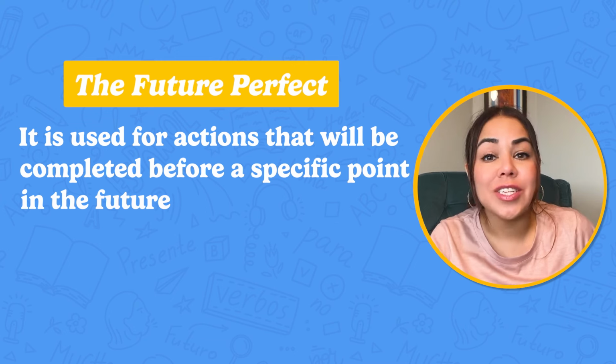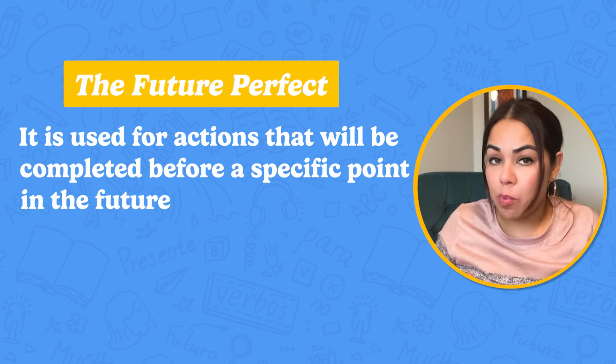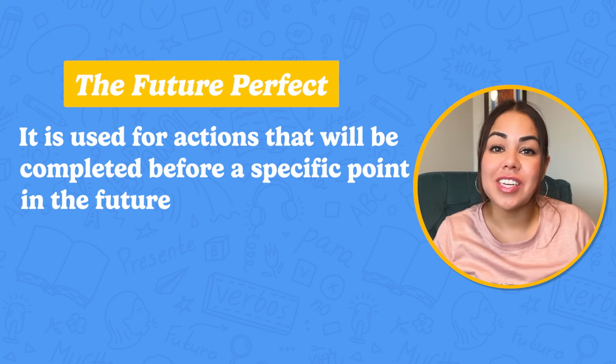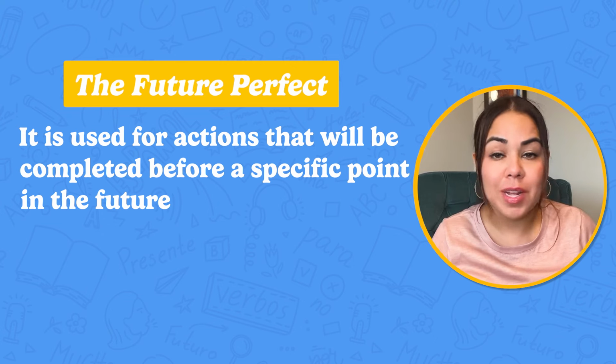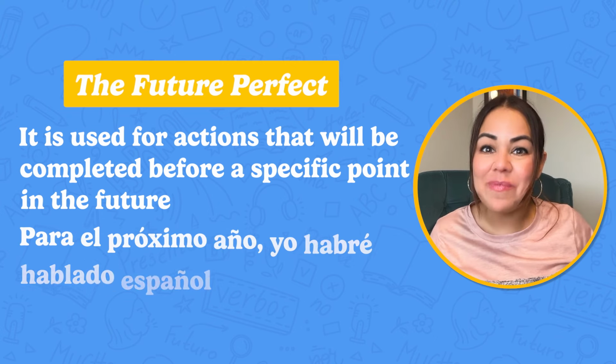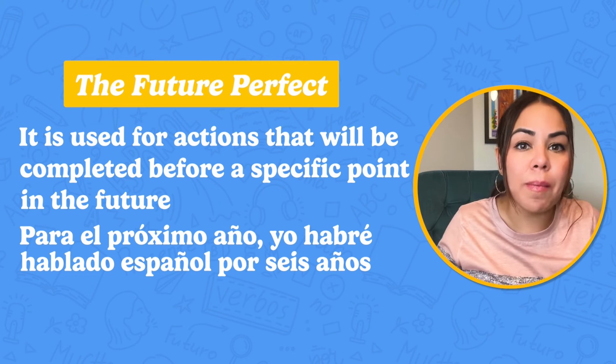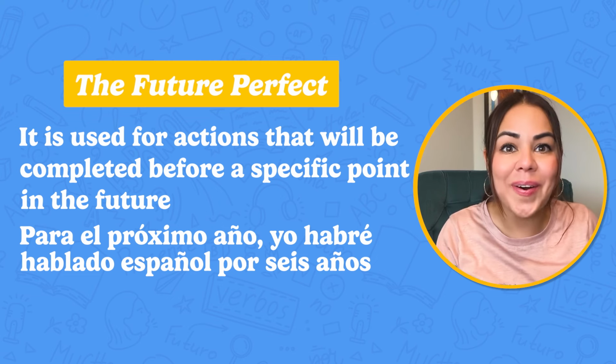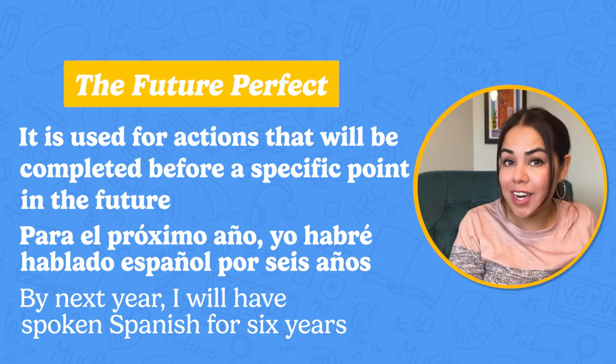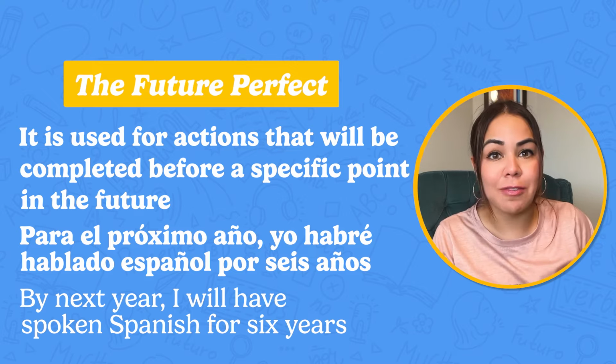The future perfect tense is used for events that will occur before a specific point in the future. It's formed using the future tense of the verb haber plus the past participle. For example, para el próximo año, yo habré hablado español por 5 años, which means by next year, I will have spoken Spanish for 5 years.